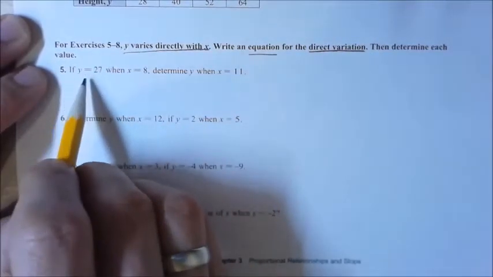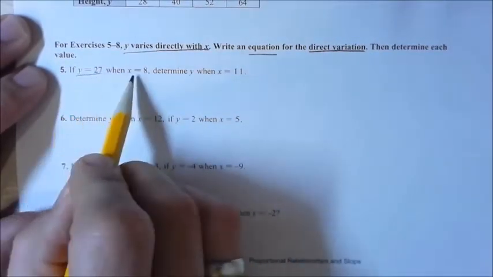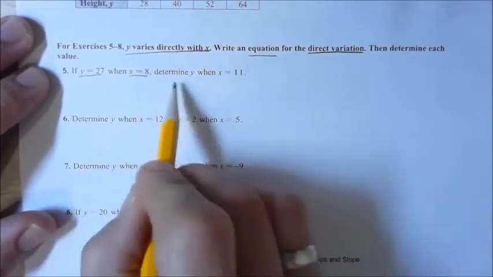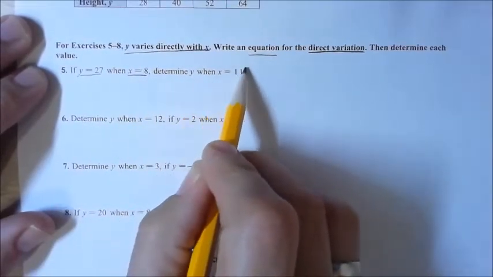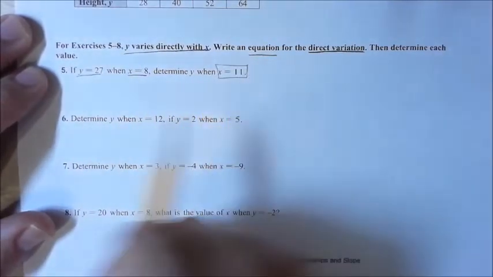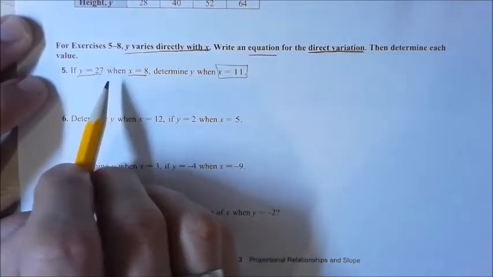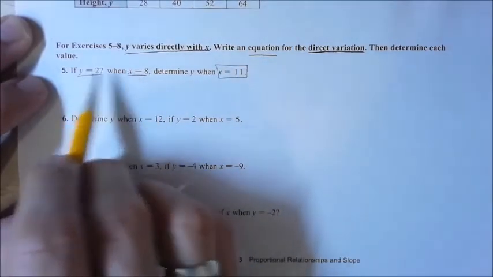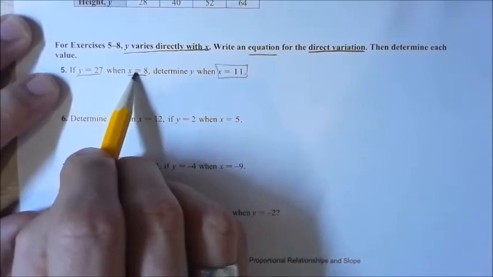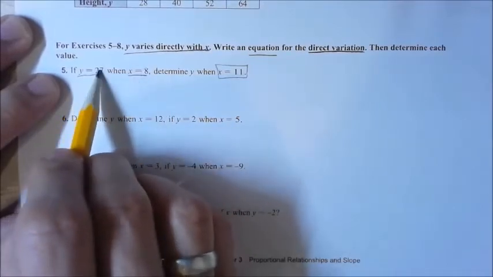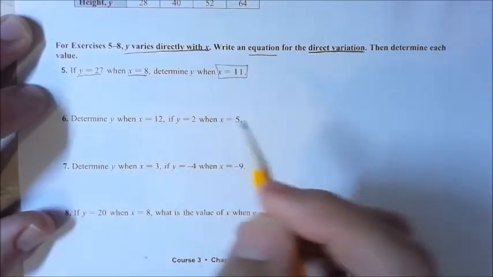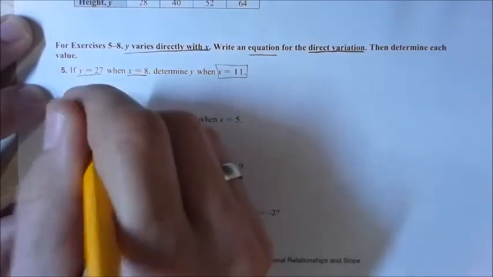First it says if y is equal to 27 when x is equal to 8, determine y when x is 11. So with that being said, we don't have a table, but they're giving us the information that was in the table. If we had a table, our x value would say 8 and our y value would have been 27. But we can set up a ratio with these two items. So let's go ahead and do that.